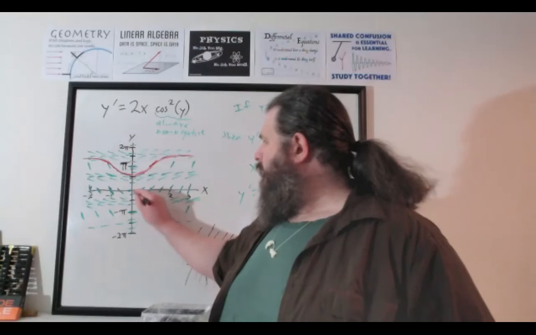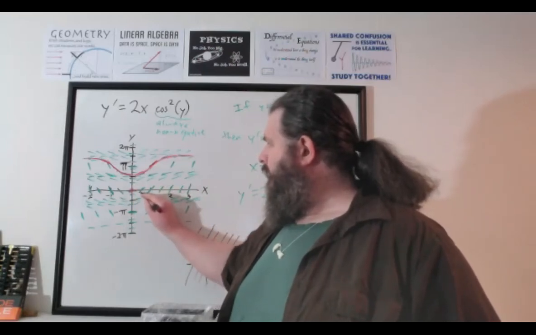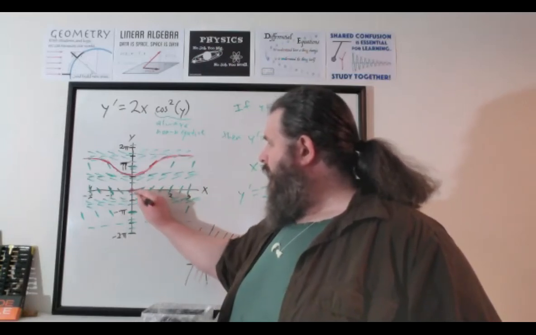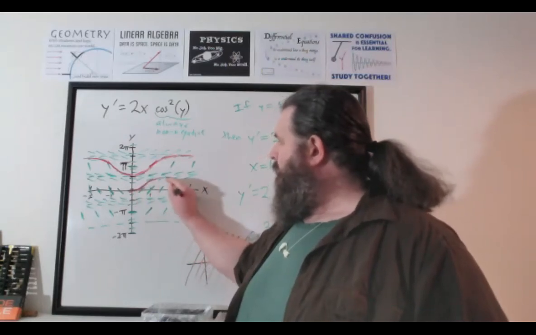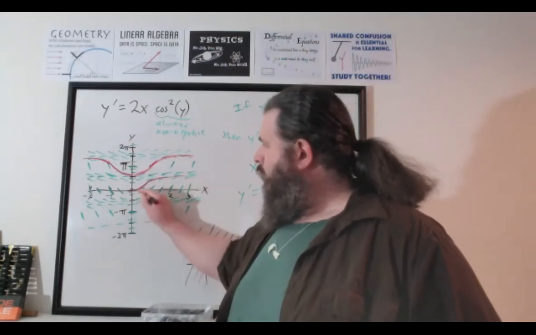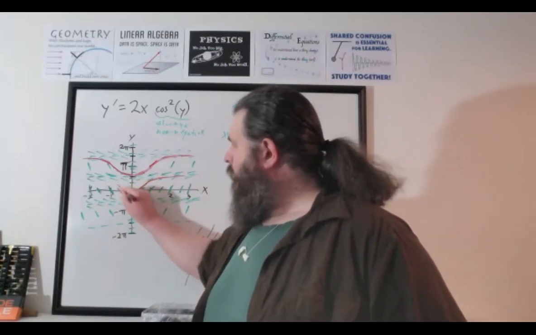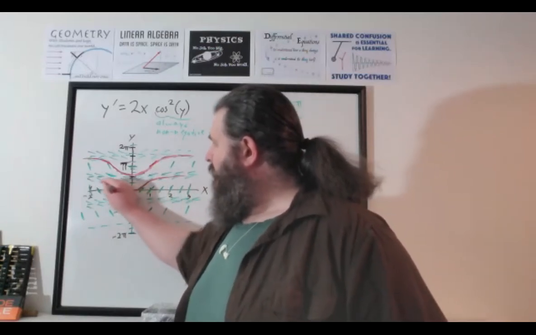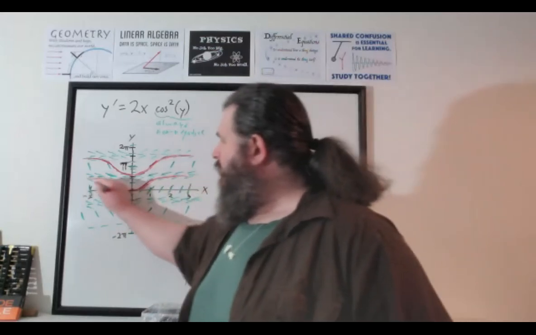Alternatively, let's say we start here. This says flat, but then a little ways to the right, it's now a steep upward slope, and then less steep, flattening out. Or to the left, we've got flat, a negative slope, steep, and then less and less steep. So it looks like we get another similar looking curve.